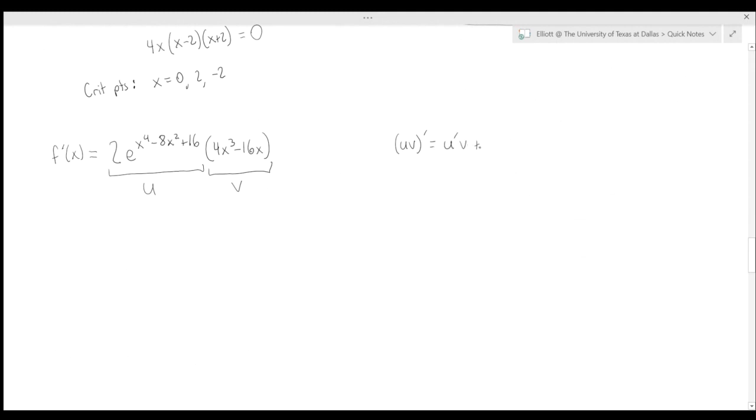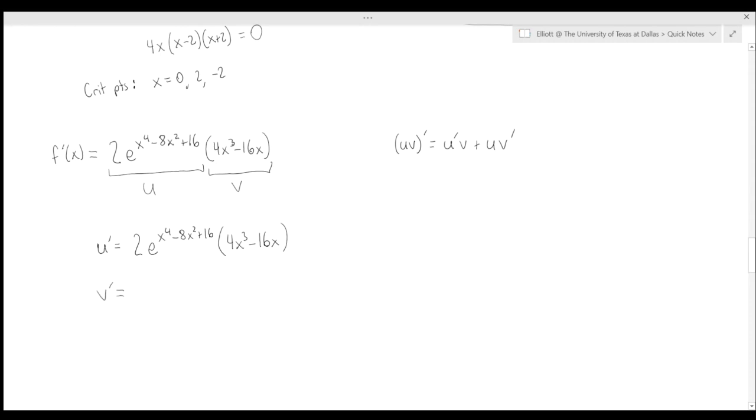All right, so again, I'll write out the product rule for reference. And just as before, I'm going to compute u prime and v prime separately, and then I'm going to put everything into the product rule to get the second derivative. So for u prime, when we get the derivative of the exponential, remember the rule for that is to just copy it down. And then the chain rule tells us to multiply by the derivative of the exponent. So the derivative of the exponent is 4x cubed minus 16x. It does happen to just be the same as f prime.